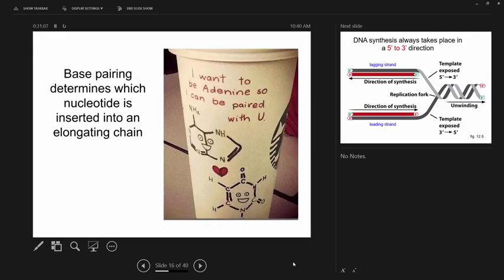So cute. This is going to be for RNA because it's got uracil, but you know, I want to be adenine, so I can be paired with T. Doesn't work so well.